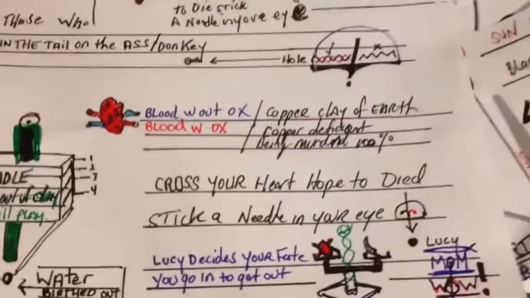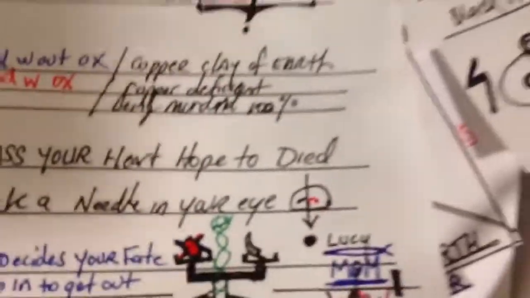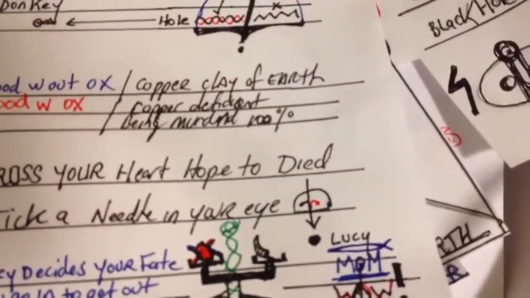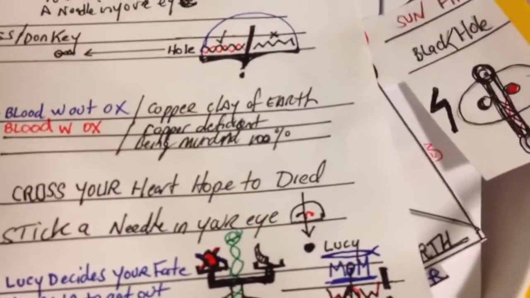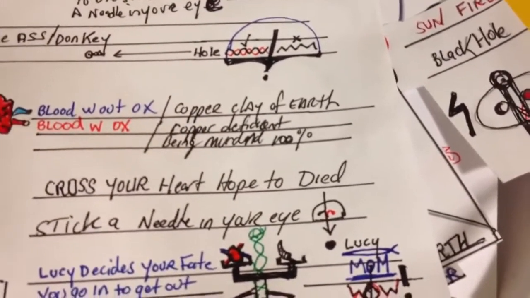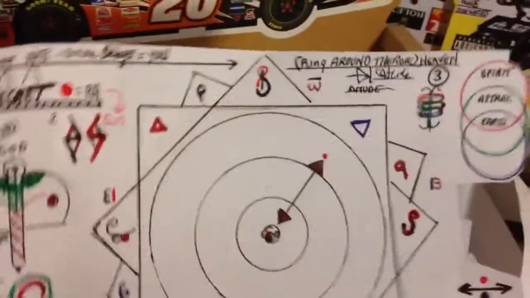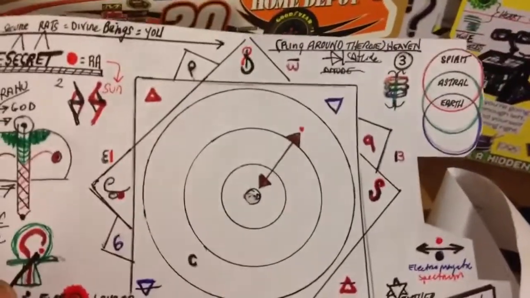Cross your heart, hope to die, stick a needle in your eye. They're showing you right there. How do you get out? Ring around the rosy, pocket full of posy, we all fall down. You want to see ring around a rosy? Isn't that what a rose looks like? See the petals? Ring around a rosy.